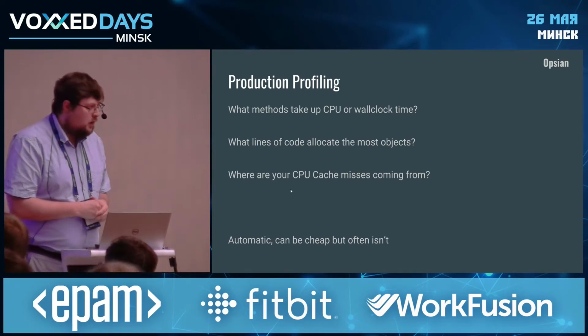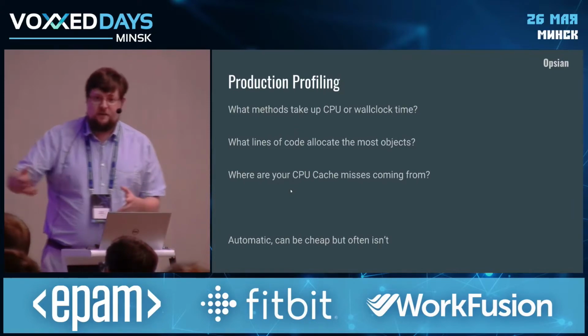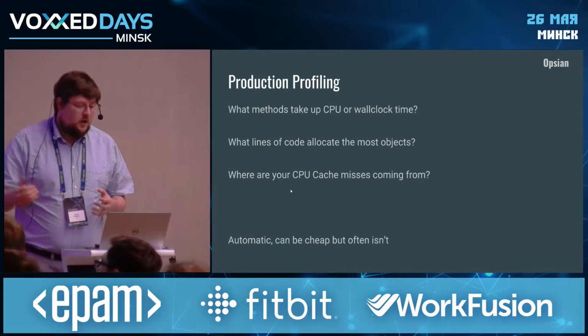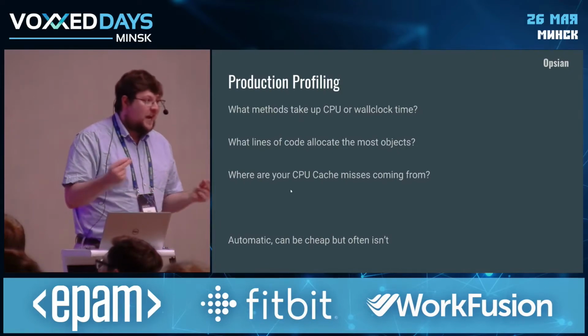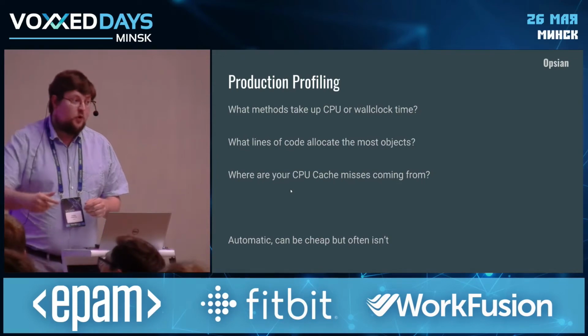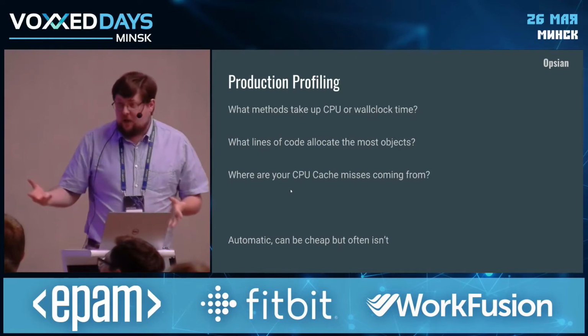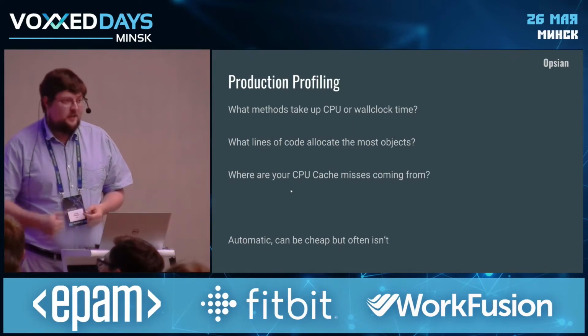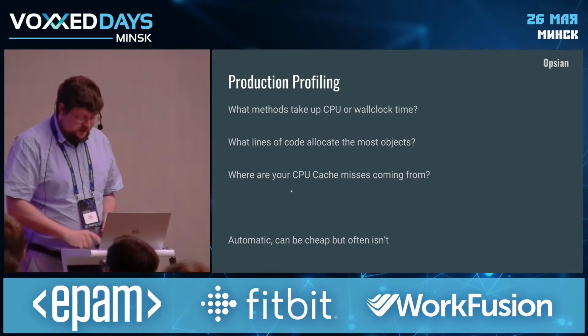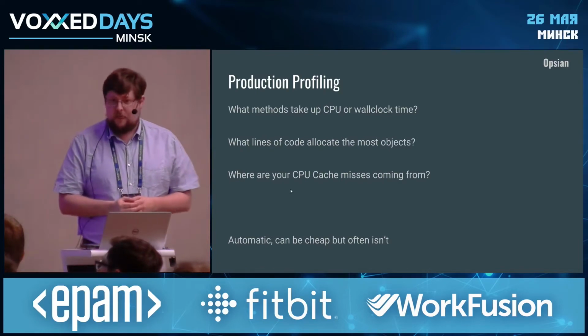So for example, what methods in your application are taking up the most CPU or taking up the most wall clock time? What lines of code in your application allocate objects? Where's the object allocation coming from? Where's the root cause of your memory leak, for example, if you see a memory leak? Sometimes you can profile more esoteric things like on-CPU cache misses or instruction retirement rates, all sorts of things.